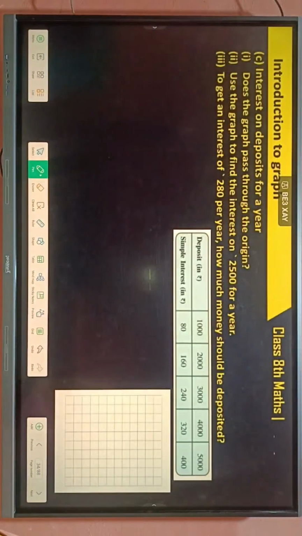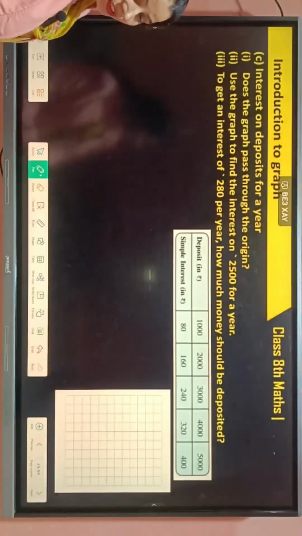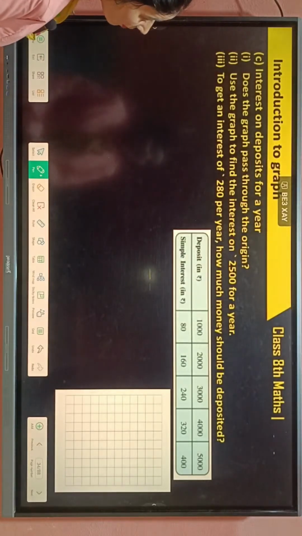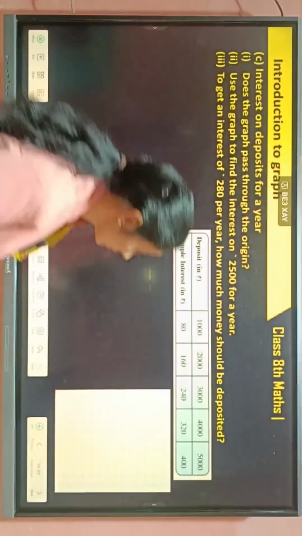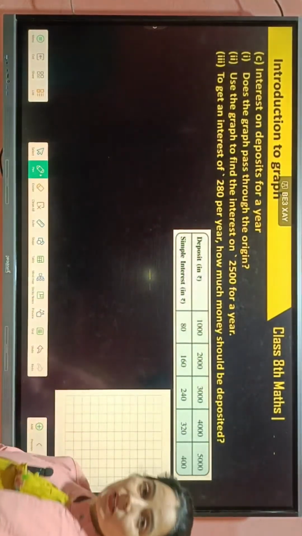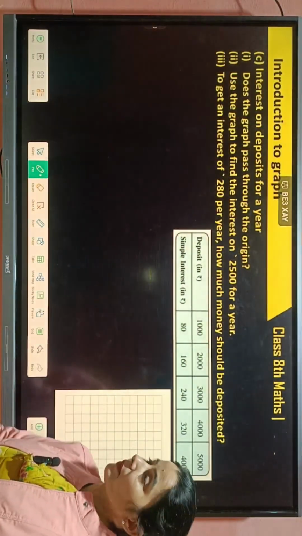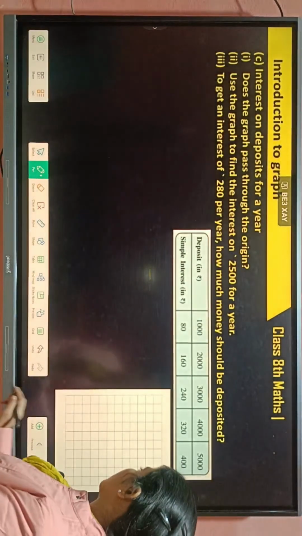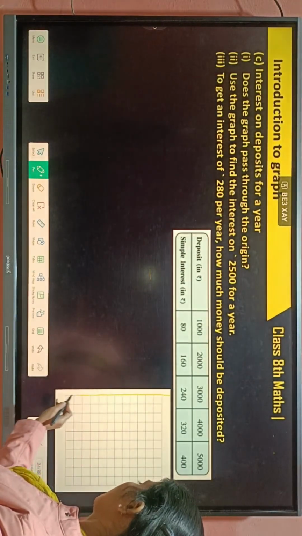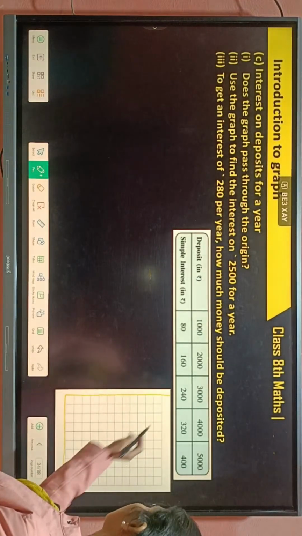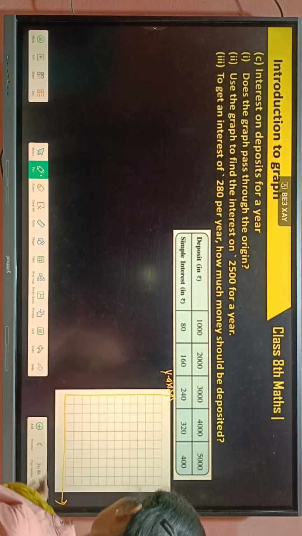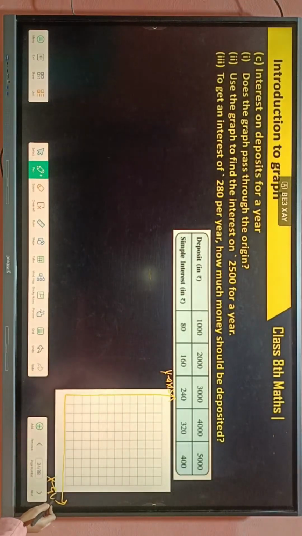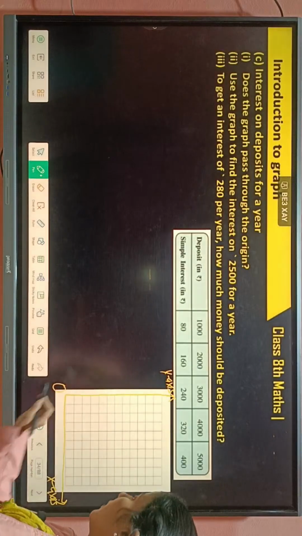Next part. What is the next part? Interest on deposit for a year. First question, third part: does the graph pass through the origin? Let us check. First of all, we need to check the table, and we will find out which quantity is depending on which one and which one is independent. Let us draw. Consider this is y-axis and this is x-axis, and this will be your origin.